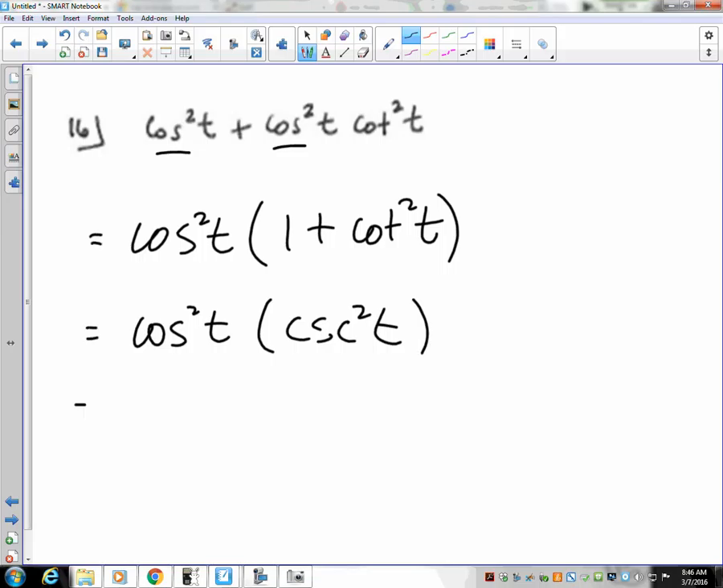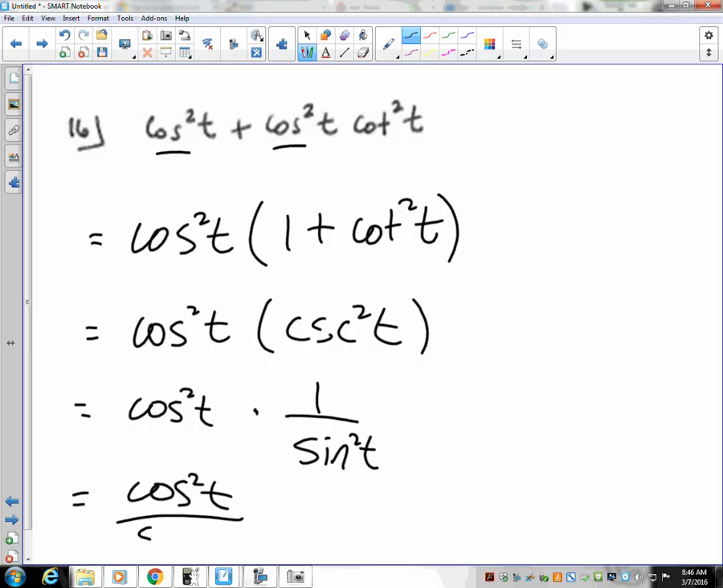Now, since we're multiplying, let's change cosecant squared into 1 over sine squared. Okay, now you can see this is going to give me cosine squared over sine squared, which would be cotangent squared.